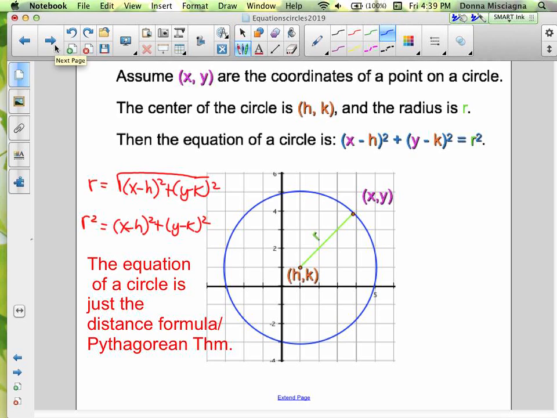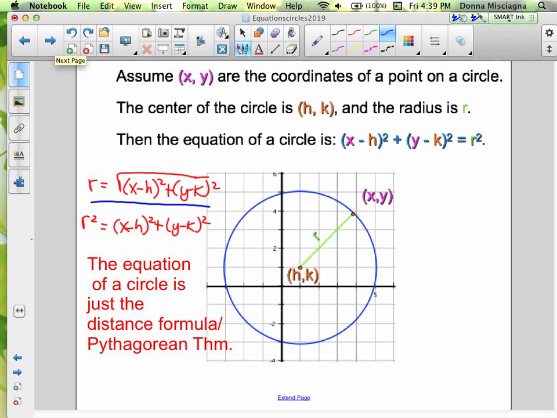Assume x, y are the coordinates of a point on the circle. The center of the circle is h, k. The radius is r. Then the equation of a circle is (x minus h) squared plus (y minus k) squared equals r squared. So it's simply the formula for the radius, which is the distance formula, and we square both sides, and lo and behold, we have the equation of a circle.